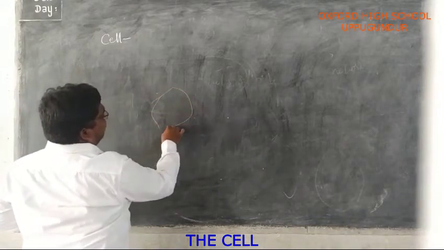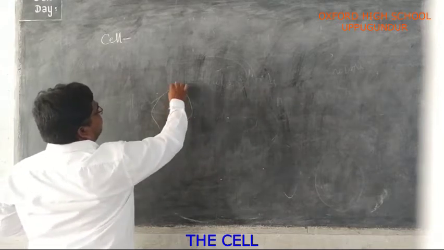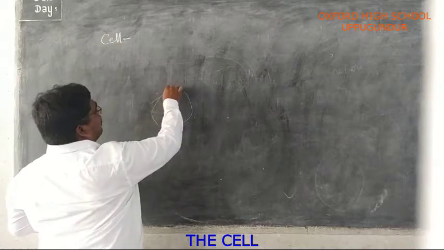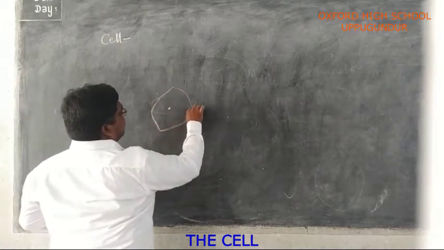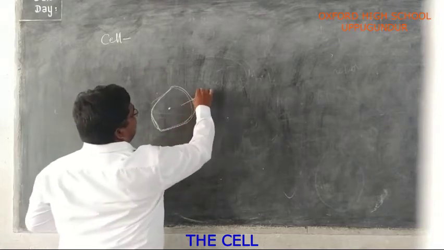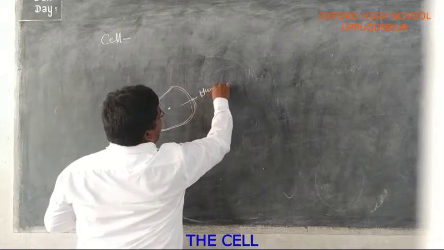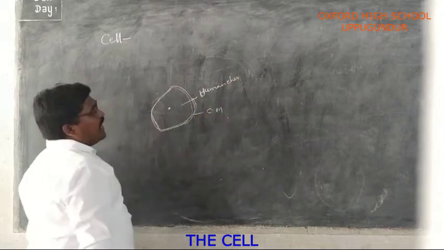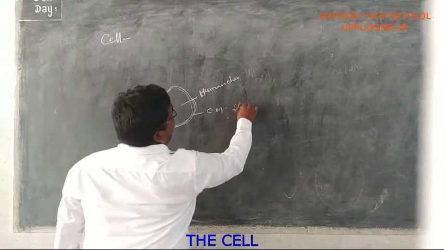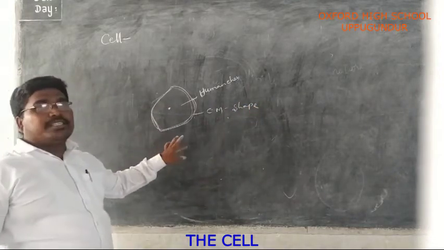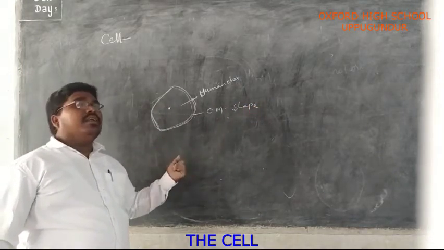If you take the example of human cheek cells, the cell membrane is the outermost layer. Cell membrane is the outermost layer and it gives shape to the cell. And also, it selectively allows the movement of substances to pass from one place to another.